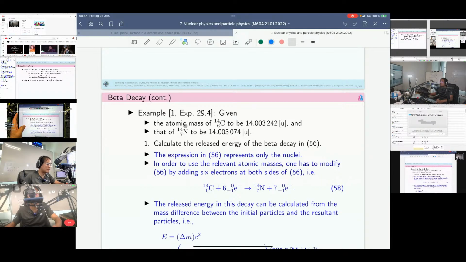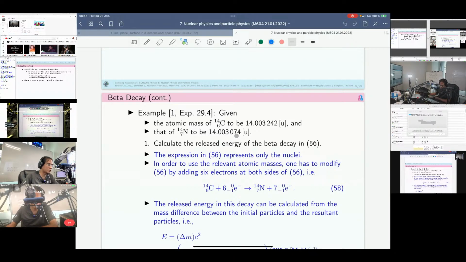And for atomic mass, it has a little bit of deviation from the exact 14, and the nitrogen 14 too. Even though it also has 14 nucleons, the atomic mass is quite different. It's 14.003 and 0.74, right?